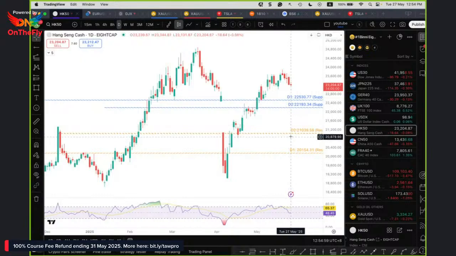Or if you want to draw the other way, draw it as a channel like this, or whatever it is. This line here means the support level, which is around the range of 23,000. It's going to be very important because we are seeing this as a temporary uptrend.